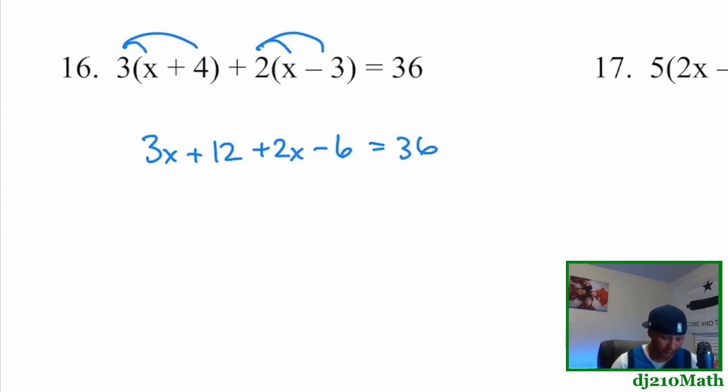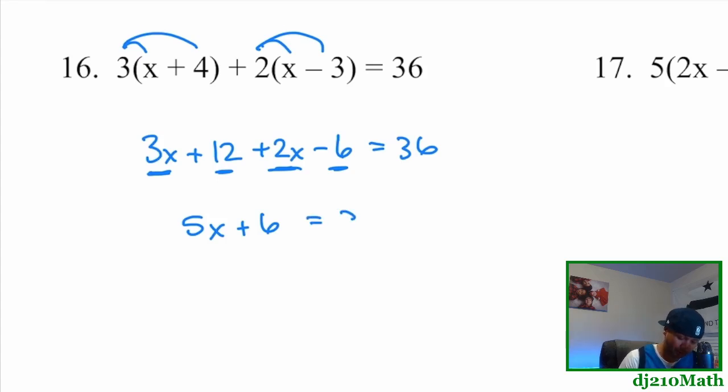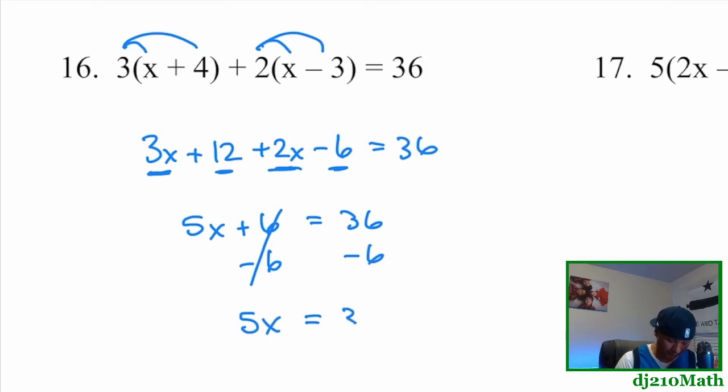Okay, left-hand side of the equal sign. We're combining all the things that are alike. So the x's are alike, so I'm combining them because they're on the same side. So 3 plus 2, 5x. 12 minus 6 is positive 6, right? 12 minus 6 is 6. Equals 36 on the right. Minus 6 cancels. 5x is equal to 36 minus 6, which is 30.